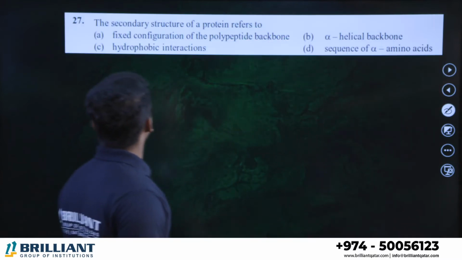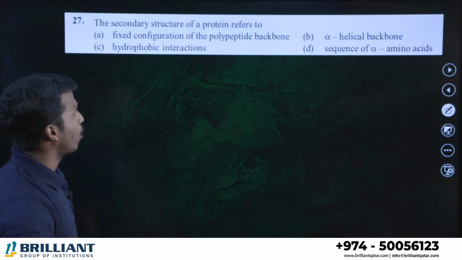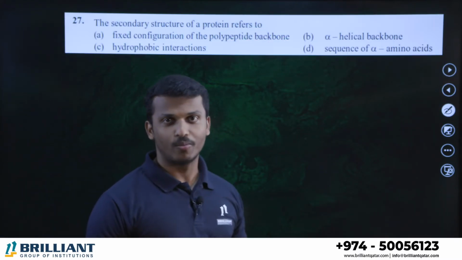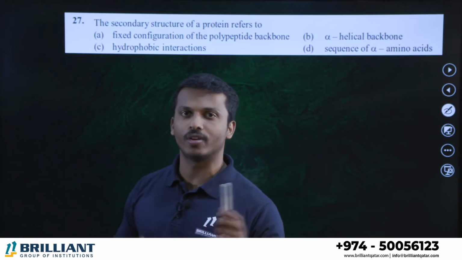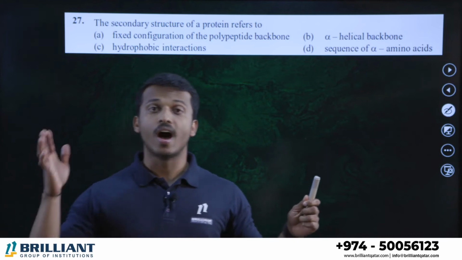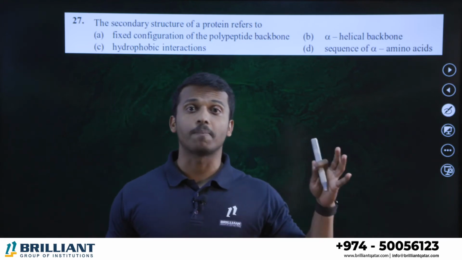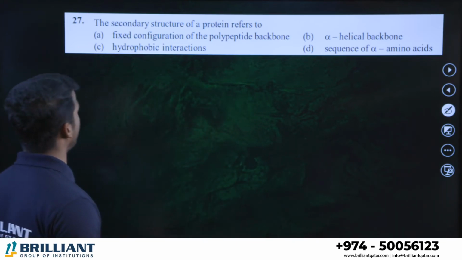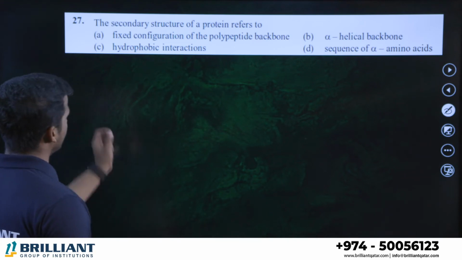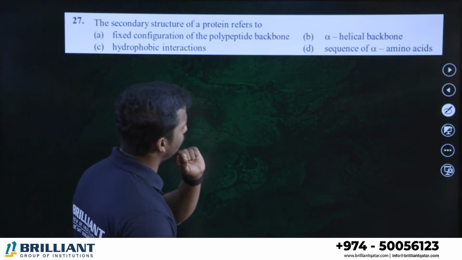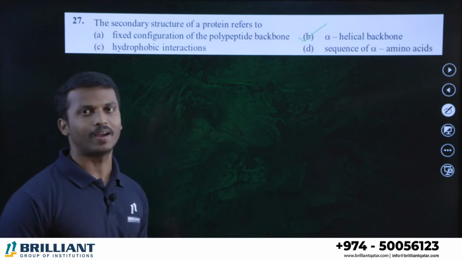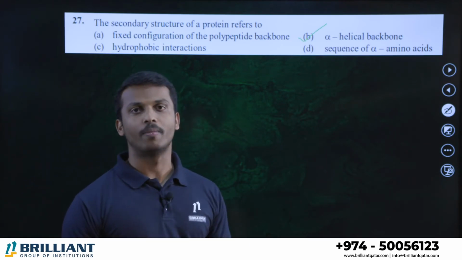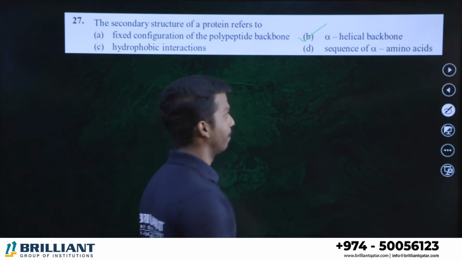Next one. The secondary structure of a protein refers to, chapter biomolecules, structure of protein. Secondary structure of protein is further classified into two: they are called alpha helix and beta pleated. Right? Is there a fixed configuration of the polypeptide backbone? No. Alpha helical backbone? Yes. Alpha helix and beta pleated are the most common secondary structures of a protein.